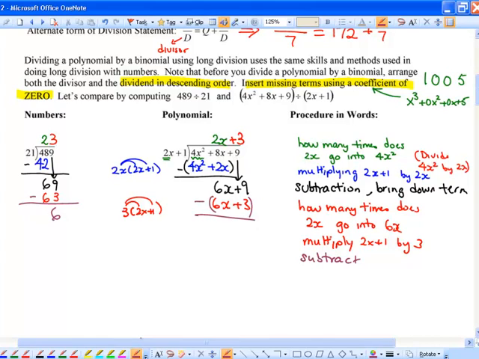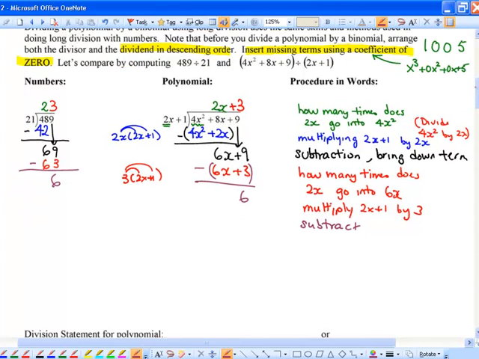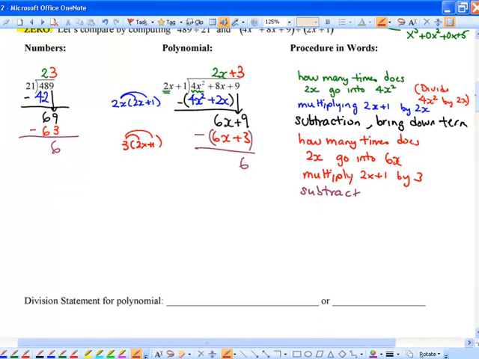9 minus 3 is 6. And there you have it. You've done your first polynomial, dividing it by the binomial. Now, the division statement, let's just quickly review this. We've got the division statement for the polynomial.